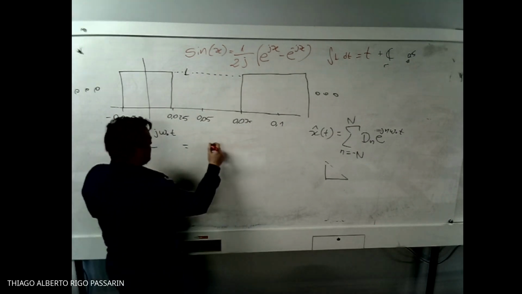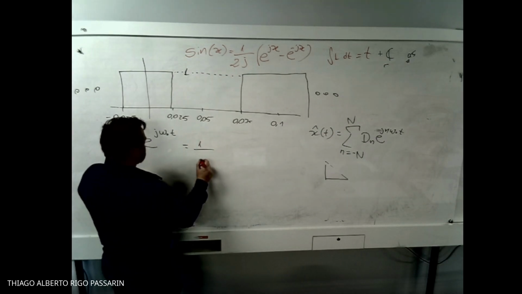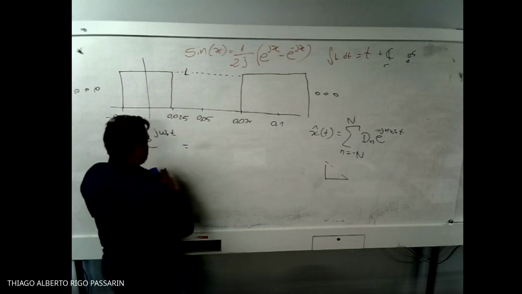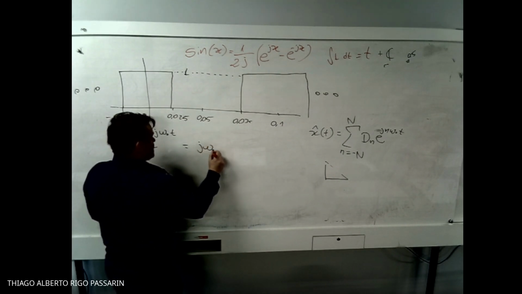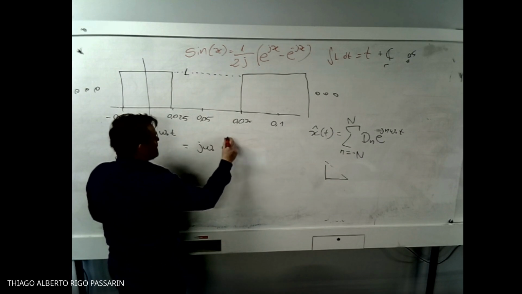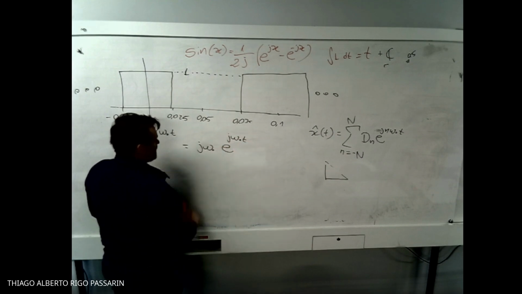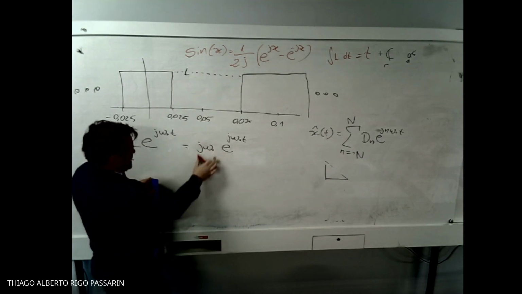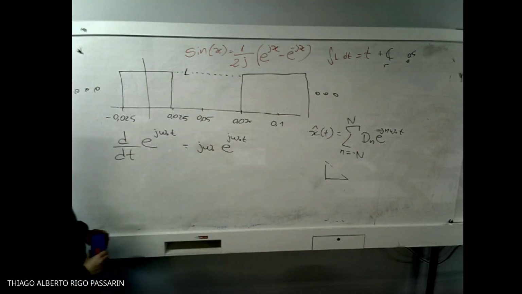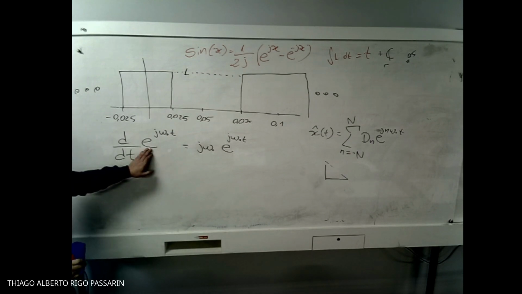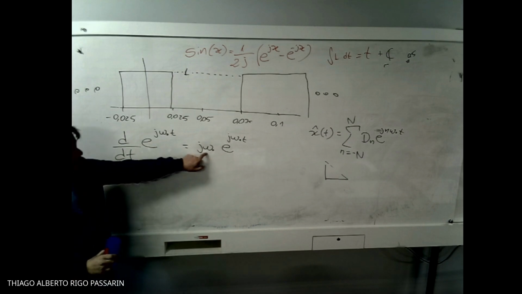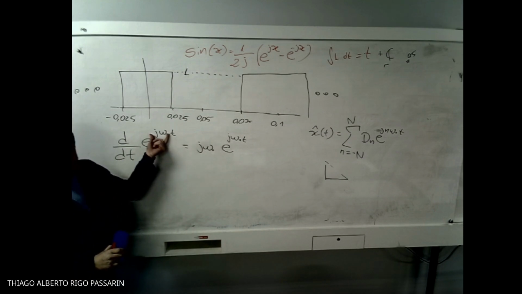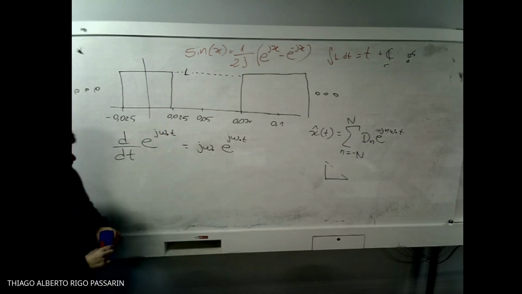In fact, for the derivative, it's j omega 0 times e to the j omega 0 t. So this is the eigenvalue associated with this eigenfunction. So taking the derivative is simple for this kind of signal. You just multiply by the argument that's multiplying t.